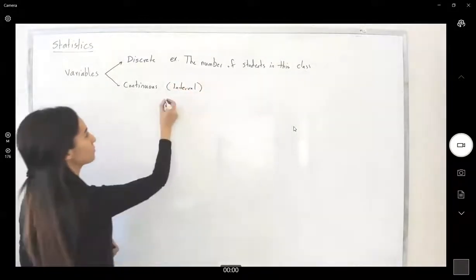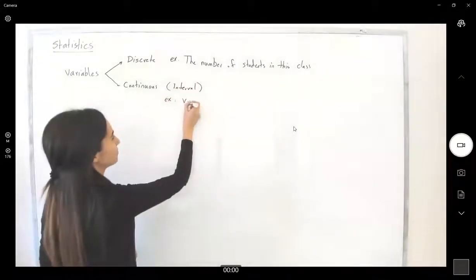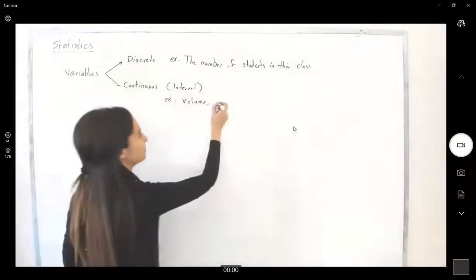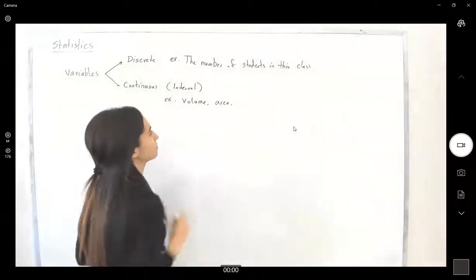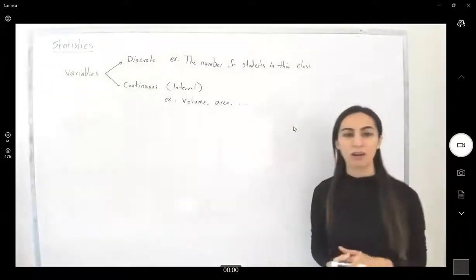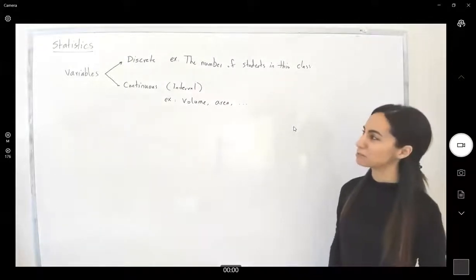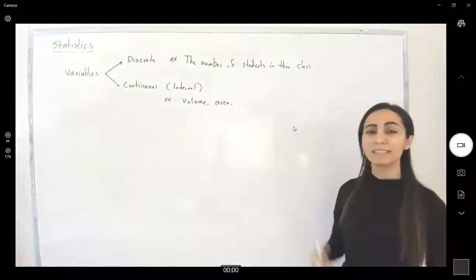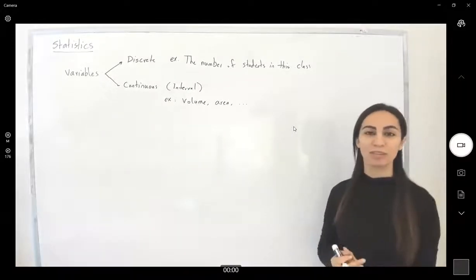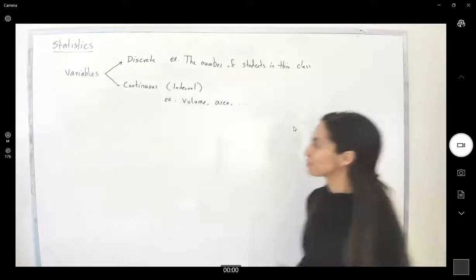For example, volume, area, height, weight, and so on. Those are examples of continuous variables. Well, why is this important for us? Because when we have different variables, we're going to work with different types of probabilities.